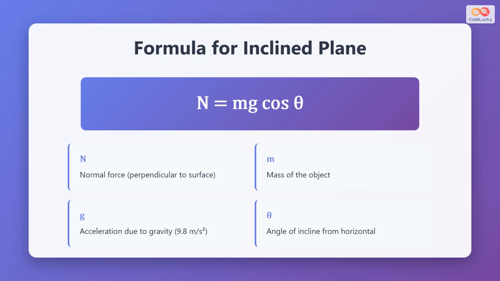The formula for normal force on an inclined plane is N equals mg cosine theta. Here, N is the normal force perpendicular to the surface. m is the mass of the object, and g is the acceleration due to gravity, which is 9.8 meters per second squared. Theta is the angle of the incline measured from the horizontal. The cosine function accounts for the fact that only part of the weight acts perpendicular to the inclined surface. As the angle increases, the normal force decreases.